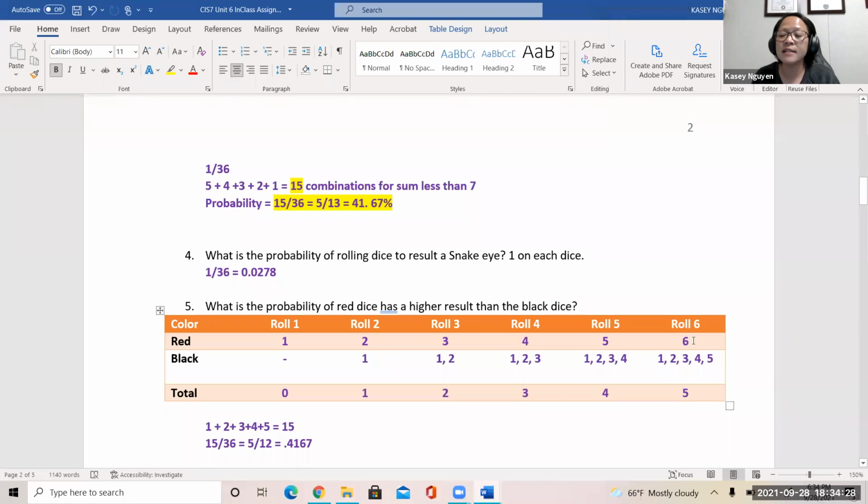And then the last roll is 6. If I roll a 6, then I can get 1, 2, 3, 4, and 5 on the black. So I have 5 variations to get something lower on the black if I roll a 6 on the red. So once I have all of those combinations or variations, I would then add them up. I would start with the first row, that's nothing, right? Second row, third, 4, 5, and 6. So I add them up and I would get 15.